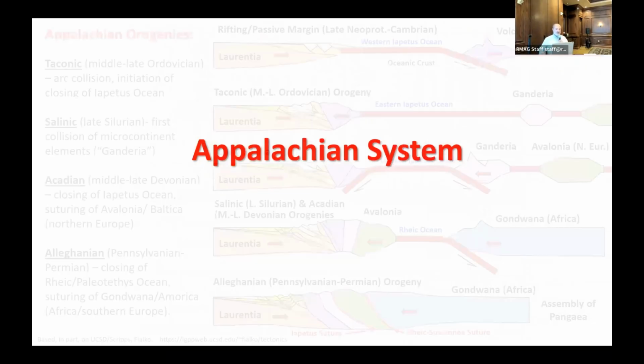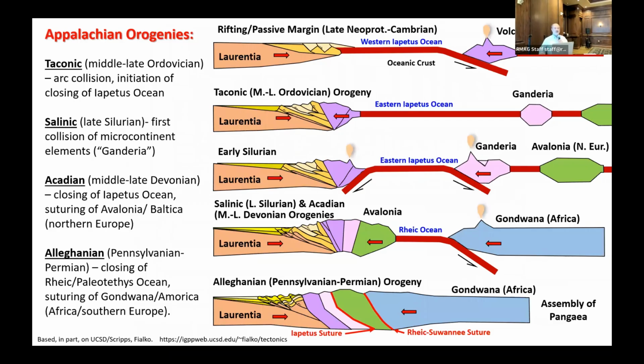So this cartoon, I adapted it from something at Scripps, but it's a depiction of what happens through these four orogenies in the Paleozoic. So the first orogeny that you may have heard about is the Taconic, and it's basically this volcanic arc that closed the Western Iapetus Ocean and collided with North America, with Laurentia, starting in the Middle Ordovician. So this is the first collisional event that follows this kind of late Proterozoic Cambrian passive margin and rifting event.